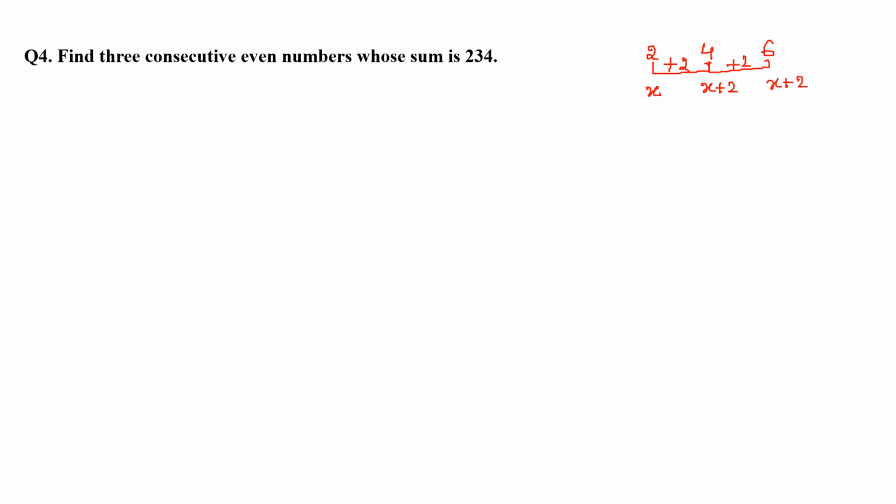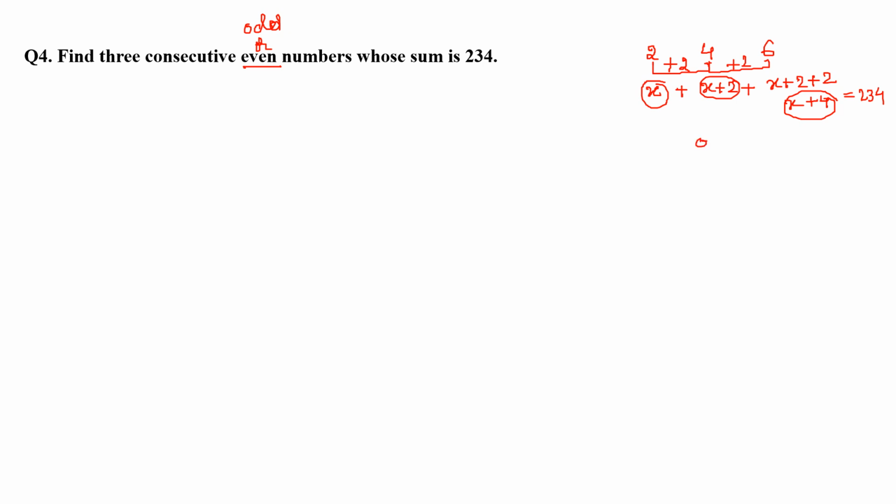And again the next consecutive even number I can get. This is my previous number x plus 2, and in that you have to add 2. It will become x plus 4, isn't it? And in the question it gives the sum of these three is equal to 234. Their sum is given as 234. That's all, and now you have to solve. So if the question says even or it says odd, the same thing you have to do. It will be x, x plus 2 and x plus 4.